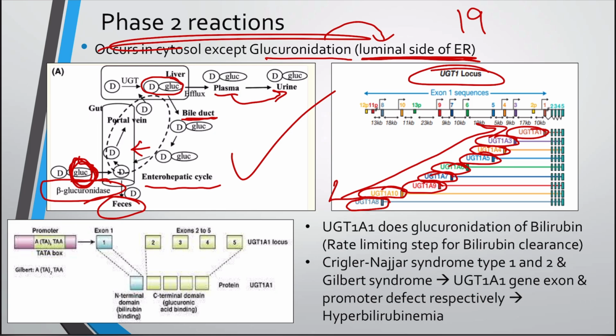In the UGT1 locus, we can see that exons 2 to 5 are common for almost all the genes, and whenever there is a change in the sequence in this region, that is exons 2 to 5, it will change the effect of all the enzymes which are produced by this locus.